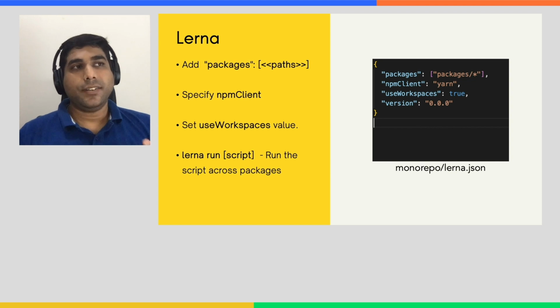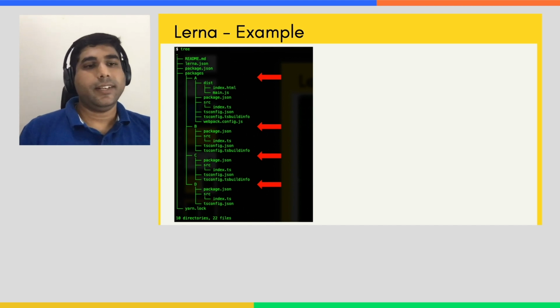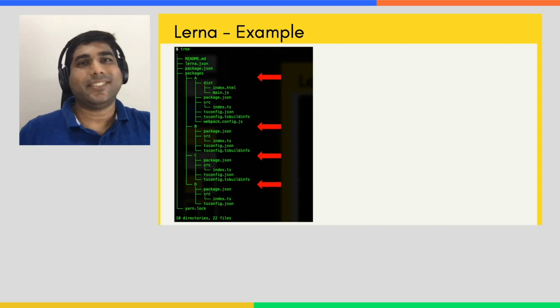So all you have to do is run Lerna run and then the script name, which can be run across all the packages, right? Let's see an example of how we can use Lerna. So here I have a TypeScript repo of 4 packages, A, B, C, and D. Simple packages, nothing complicated. It's just a sample that I've written.